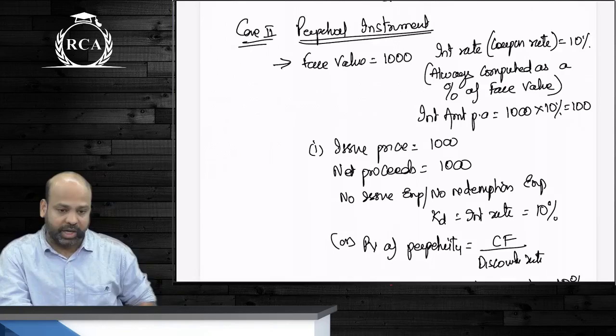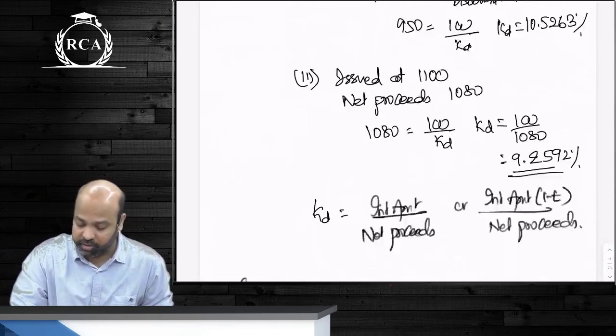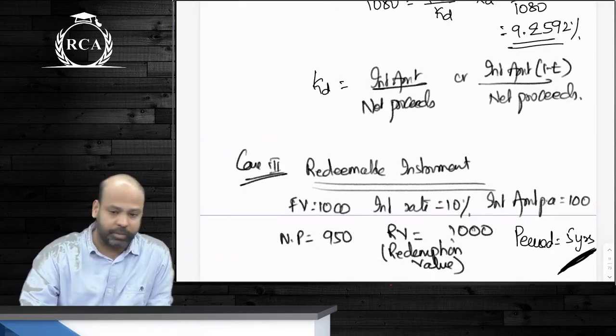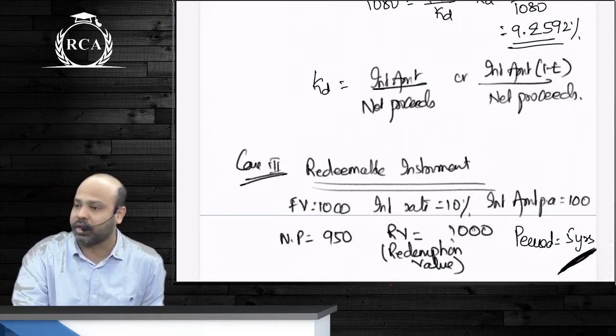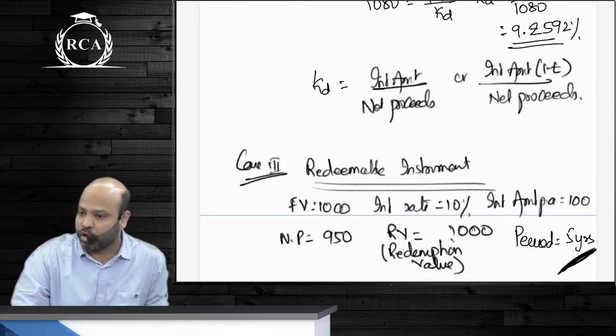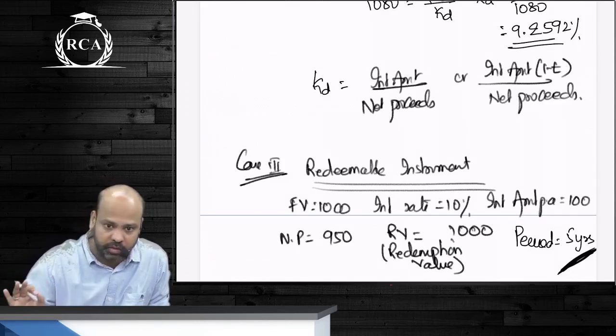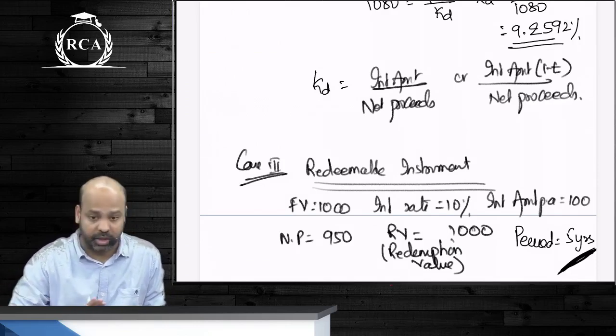So cost of debt for a perpetual instrument, guys, will directly be your interest amount divided by net proceeds. If there are taxes applicable, you will write interest amount into 1 minus tax rate divided by net proceeds. This is not a shortcut formula. This is based on time value of money. This is an accurate answer. This is not an approximate answer.